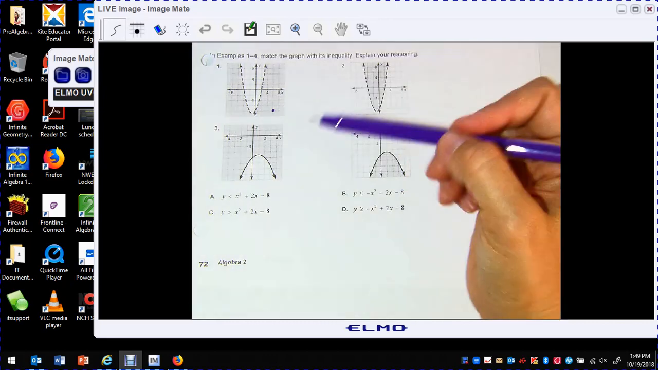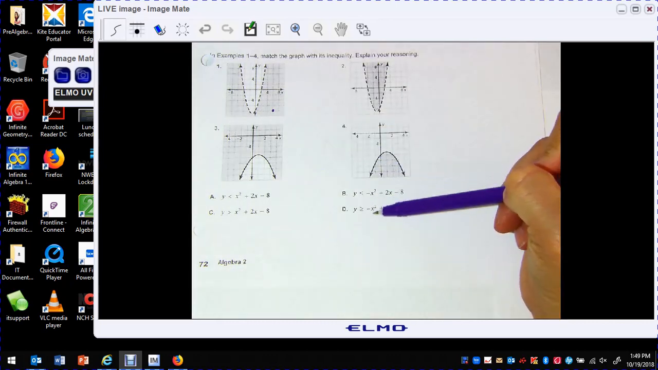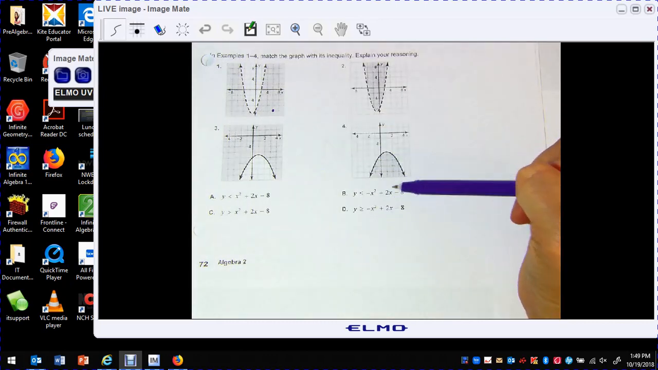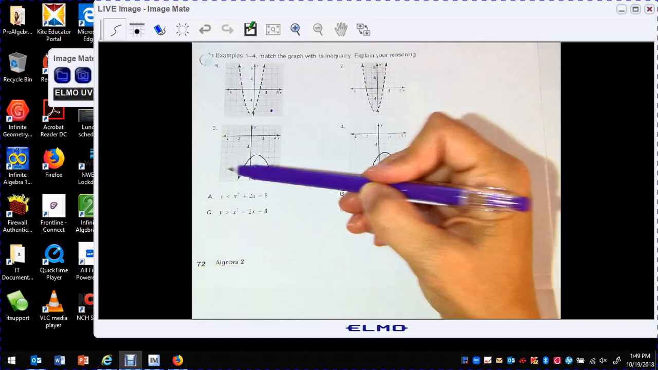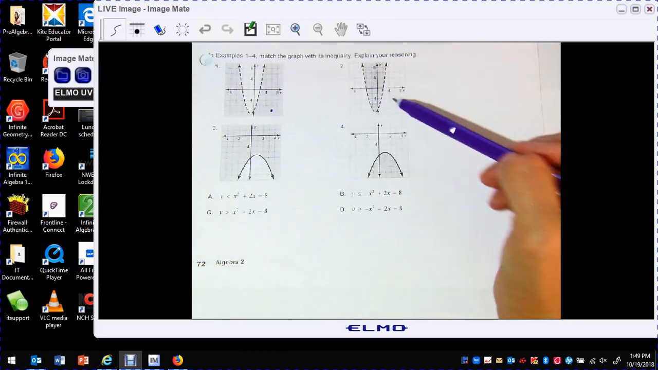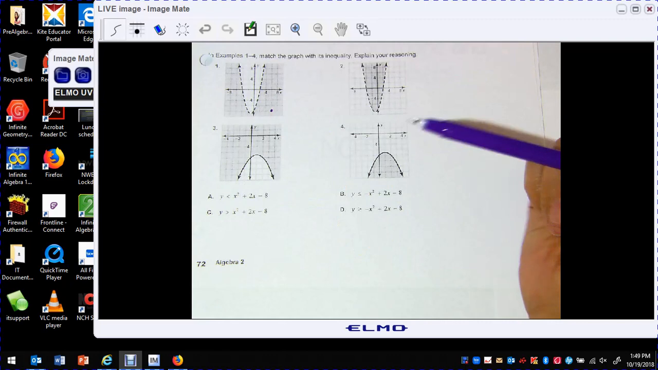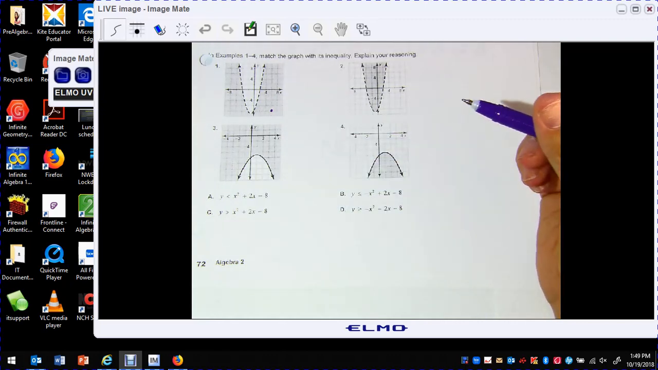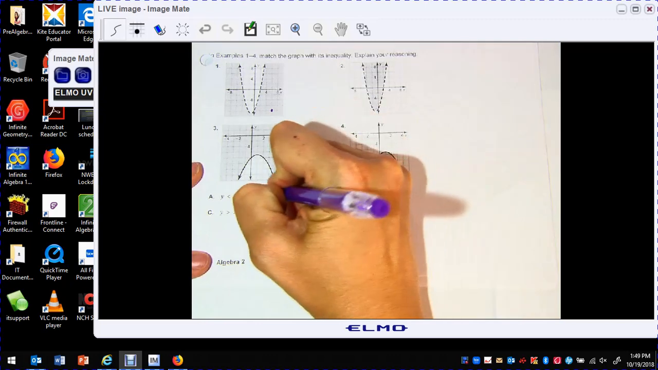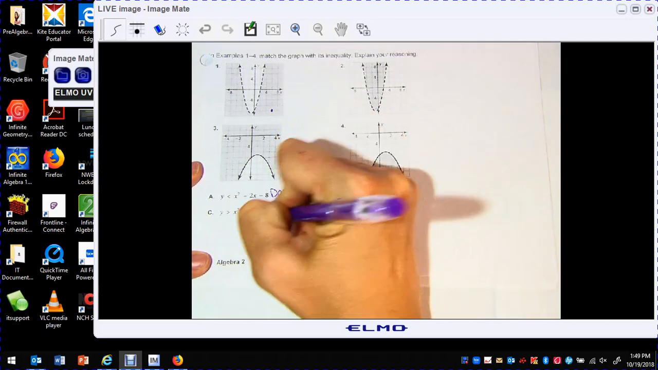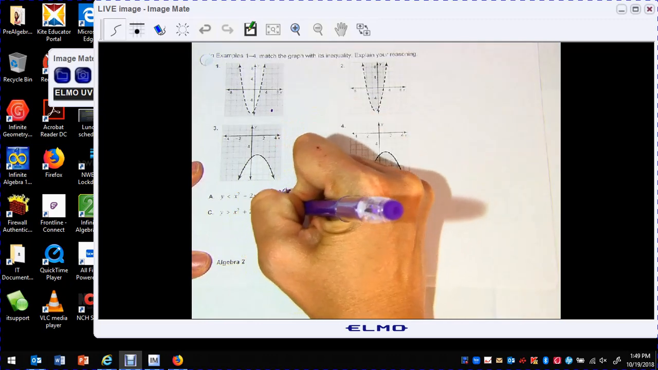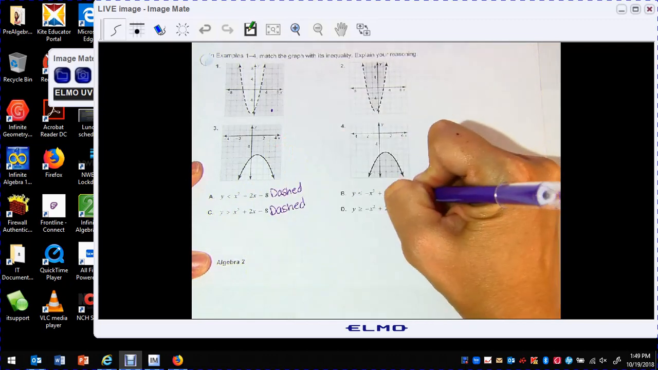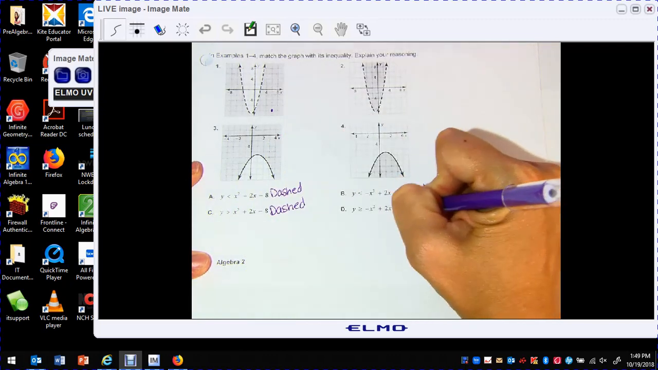And you can also tell because these are negatives, so their graph's going to go down, and these were positive, and these graphs are going up. But what you need to first look for is, is it going to be dashed, or is it going to be solid? So I can tell these are dashed. I'm going to write that down. And I can tell that these are solid.